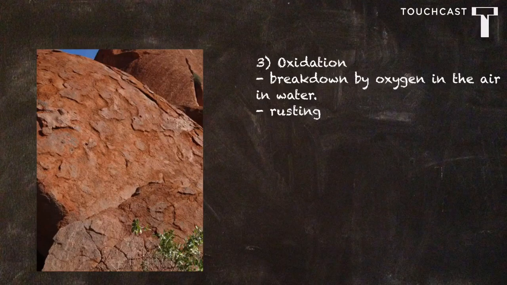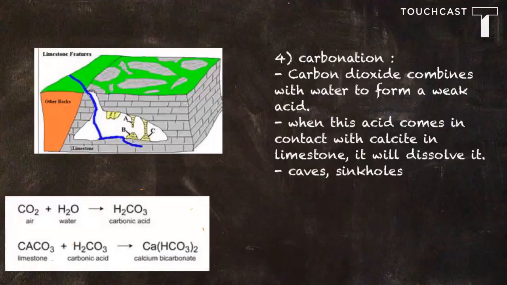Oxidation is another form of chemical weathering, where oxygen in the air and the water attack minerals that are iron-containing minerals and rust them. And in the photo you can see that reddish hue that we often see in metals, on cars and so on, when they've been exposed to the oxygen over a long period of time.